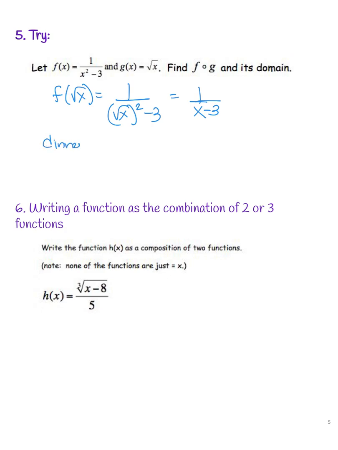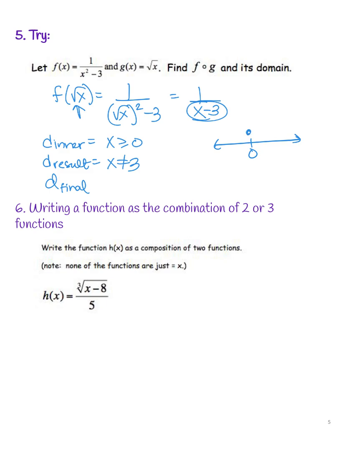Domain of the inner. So that's this function is greater than or equal to 0. Domain of the result is looking at the result. I know x can't be 3. And now is where I need to combine them. This is the first time where I have two restrictions. So what does this mean? Well, it's everything greater than or equal to 0, but not 3.